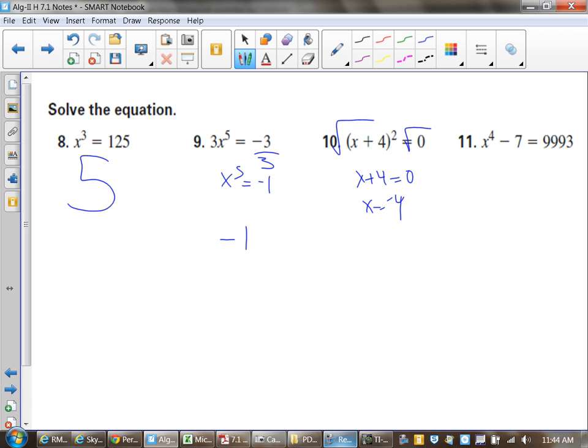And what'd you get for 11? Plus or minus 10. Good. Yes. Again, the reason we have plus or minus 10 on the last one is because you have an even nth root. When you take an nth root that is even, it's plus minus. When you take an nth root that's odd, keep the sign of whatever the a value is.